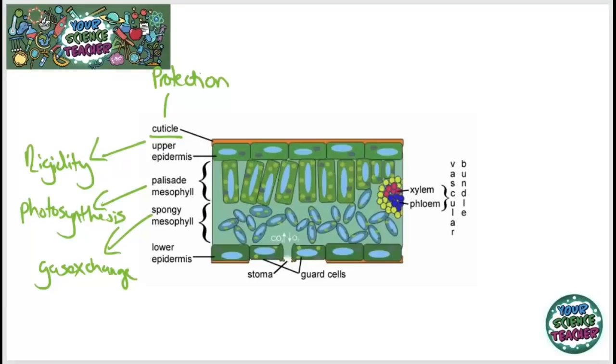Then if we look underneath our spongy mesophyll, we have the lower epidermis layer, which is another protective layer and for rigidity. And we also have our stomata, which lets gases come in and out. So that's why they can open and close, and they get opened and closed by these guard cells here. Now, it's important to remember that plants need to keep hold of a lot of the water that they store.